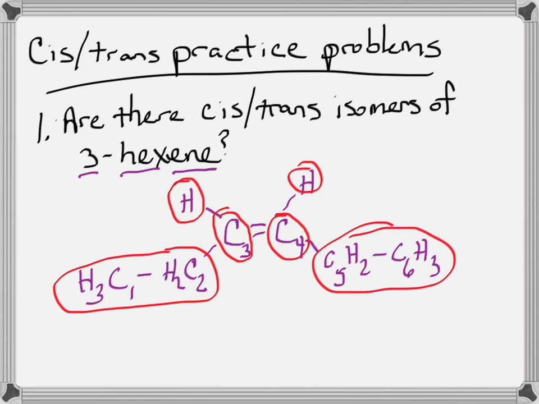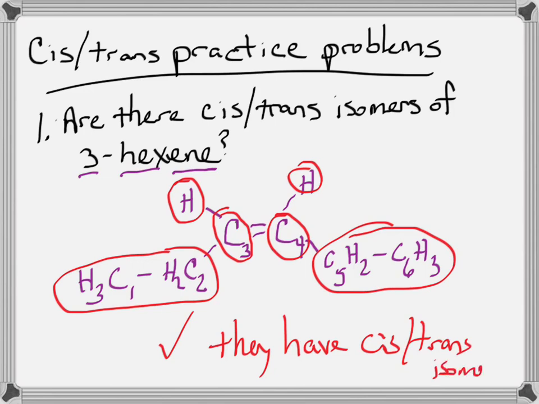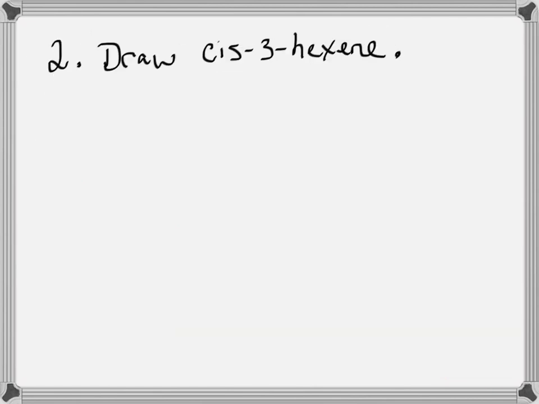If both carbons involved in the double bond, meaning carbon 3 and carbon 4 in this case, each have two different groups hanging on them, we're not comparing carbon 3 and carbon 4. All we're doing is taking them individually. We look at carbon 3, they're different. We look at carbon 4, they're different. If both are different, then yes, they have cis-trans isomers. So the answer is yes, that 3-hexene does have cis-trans isomers.